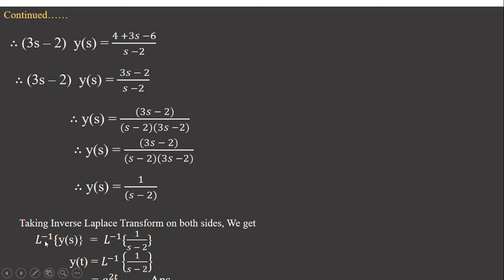So Laplace inverse of Y(s) means y(t), and Laplace inverse of 1 upon s minus 2 is e raised to 2t. So this is your final solution, or the answer of the linear differential equation, e raised to 2t.